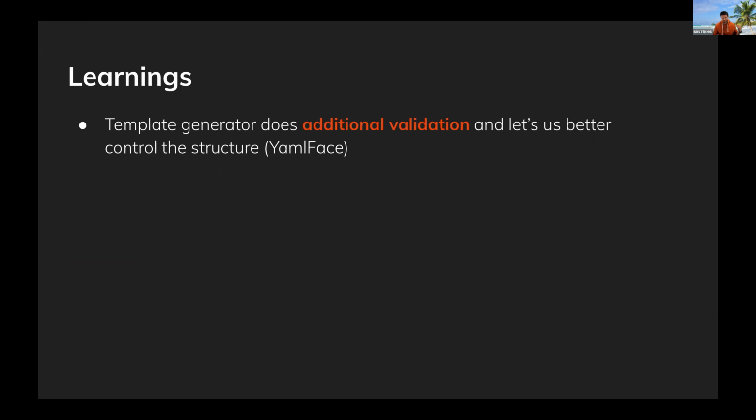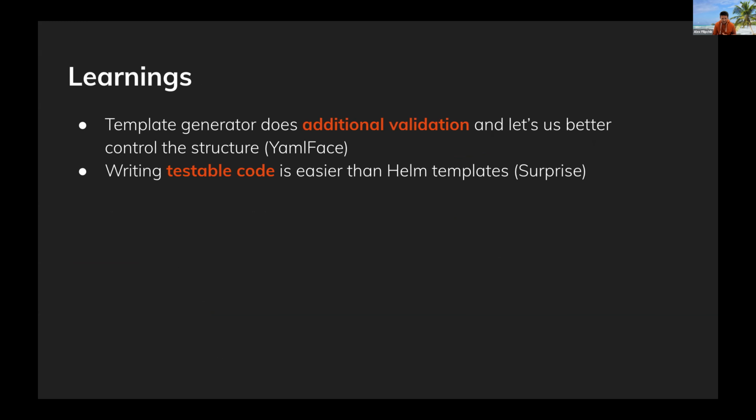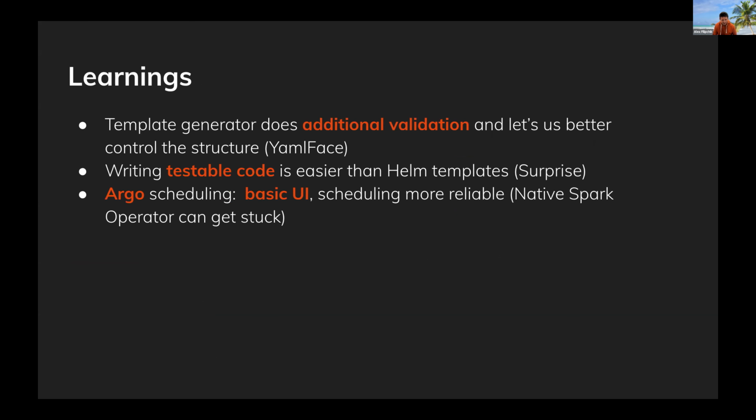Some learnings. Generators are great because validation is a big thing, and writing testable code is much easier than writing Helm templates. Basic UI, that's what Argo gives us. We tried to use the original Kubernetes scheduler like cron jobs before, and tried native Spark, but a scheduled Spark application can get stuck. So we ended up going with Argo.